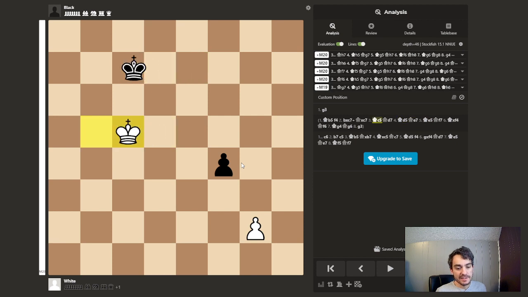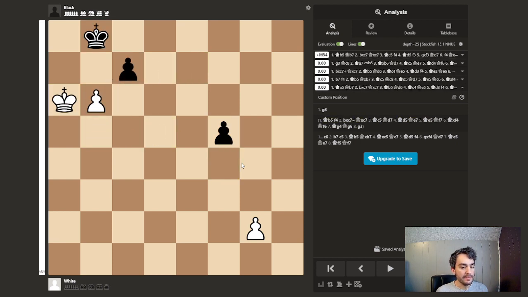So sometimes it's even easy to identify the theme. I knew it had to do with having a reserve tempo over here, but you've got to get the move order right, and it comes down to just concrete calculation.